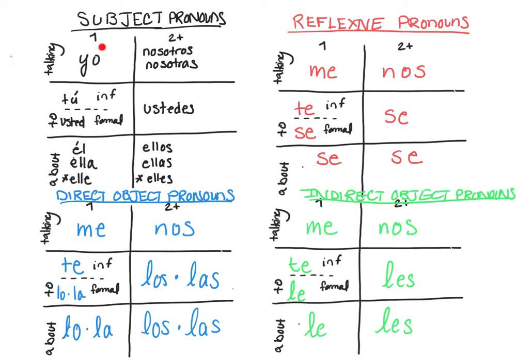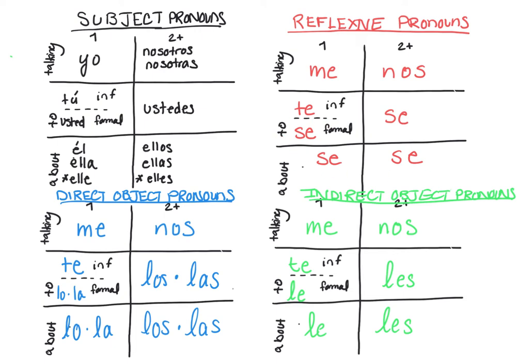Okay, now if this same person, yo, is also the recipient, so if I am brushing my own hair, if I'm the brusher and the brushee, then I'm going to use me instead of yo. Same thing, nosotros or nosotras, it's going to turn into nos, tú is going to turn into te, and everybody else, usted, ustedes, ellos, ellas, elles even, it's all going to be se.